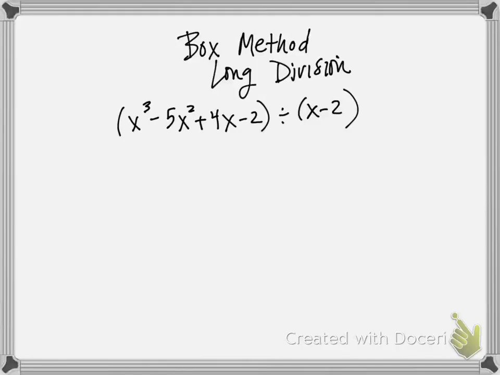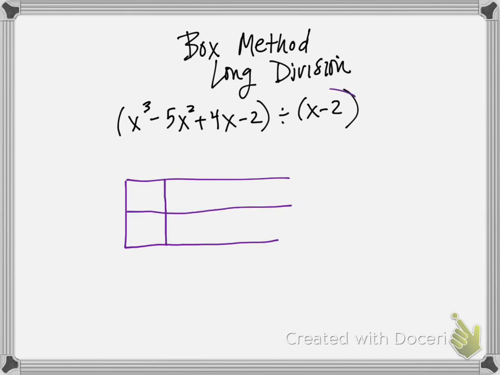We are going to use the box method instead of long division to find the quotient when we take this and divide it by x minus 2. So the first thing we're going to do is make a box. And we're not necessarily going to close it yet because we don't know how many boxes we're going to need here. But I do know that I need to take this x minus 2 and write it on the left-hand side here. So here's x and then a minus 2. So I split it so I have two terms there.